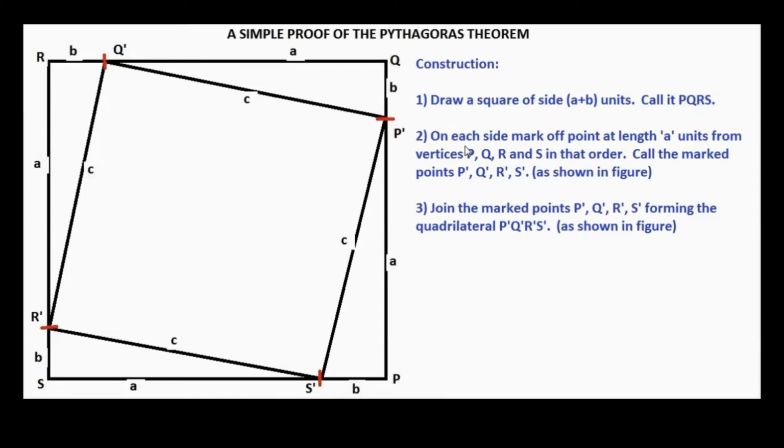Now on each side of the big square, mark off a point at length A units from vertices P, Q, R, S in that order, and call the marked points P prime, Q prime, R prime, and S prime. That is, from P, mark off a point P prime, which is A units from P. Likewise, mark off a point Q prime from Q, which is A units from Q. From R, mark off a point R prime, which is A units from R. From S, mark off a point S prime, which is A units from S. And we join the points P prime, Q prime, R prime, and S prime and obtain the quadrilateral.